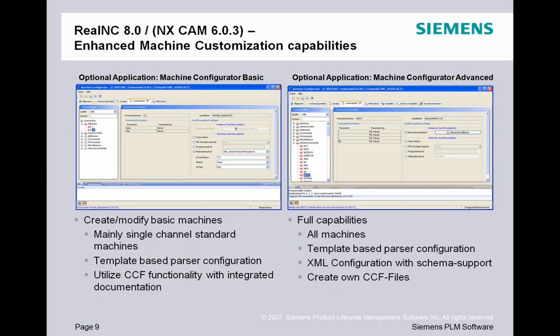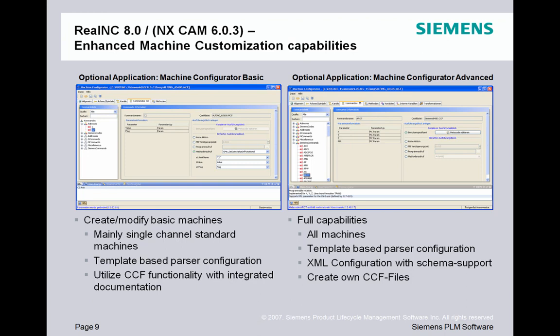Machine configurator also has two different versions, a machine configurator basic and an advanced version. The advanced version is, like the name tells, more powerful. It gives you access to all the capabilities of CSE. It is suitable for all kinds of machines, so single channel, multi-channel, mill-turns. It is template based, so it is context specific and parser specific.